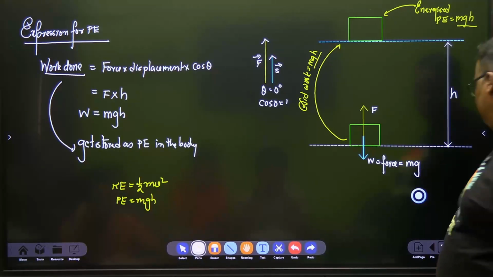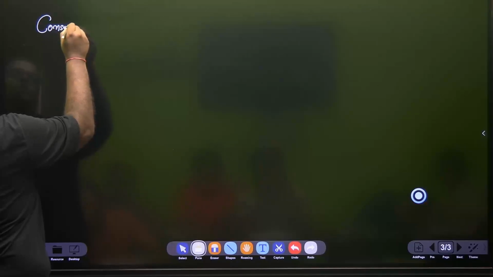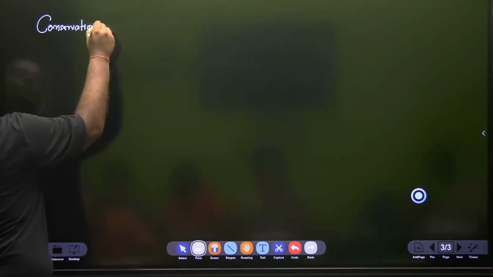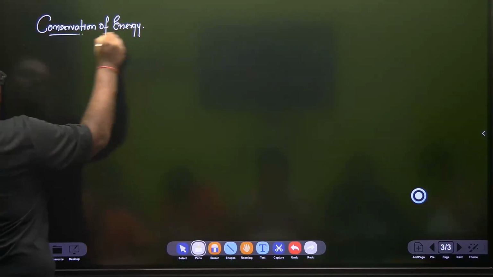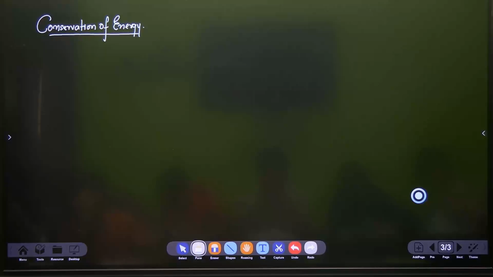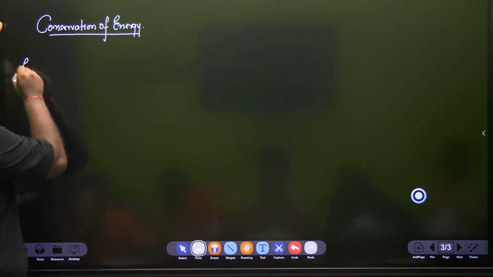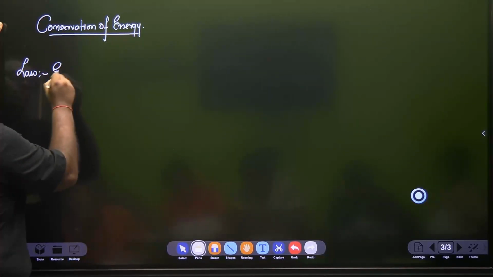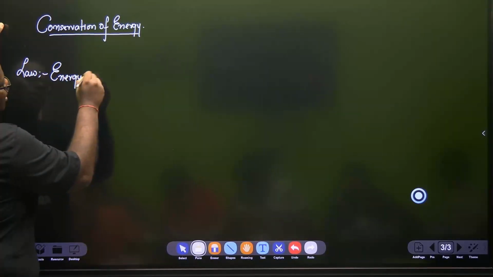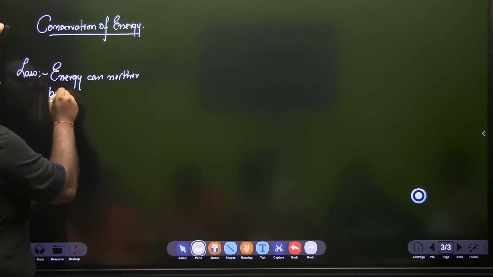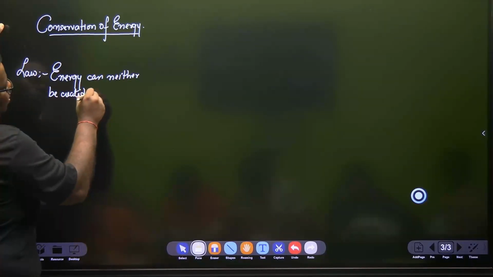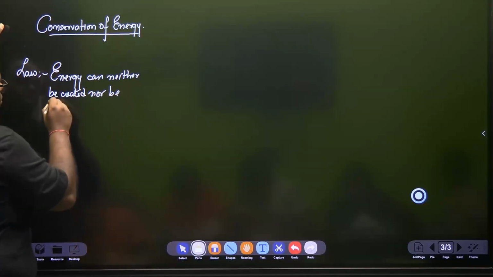I don't know, I have to see the syllabus. Okay, let's go ahead. So let's now talk about something called conservation of energy. What is the law of conservation of energy? The law of conservation of energy tells me that energy can neither be created nor be destroyed.